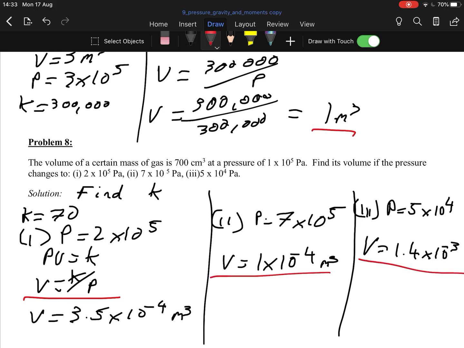That's it. That's all you have to do, guys. Find K, find the constant. Once you have the constant, then PV equals K. Whatever you're changing, divide that across, and there you go. Okay, so that is, I'm going to hold off there. That's the end of part 1.